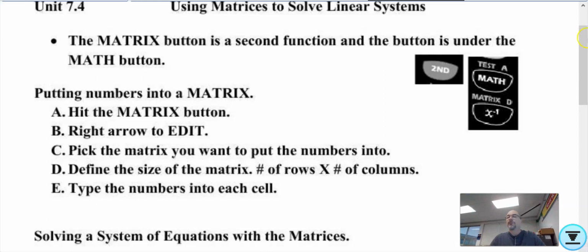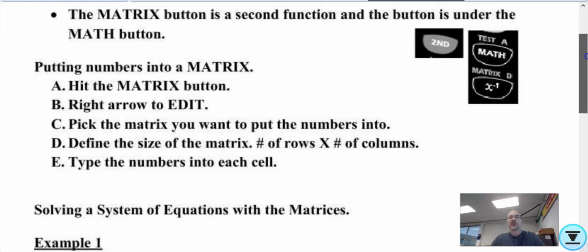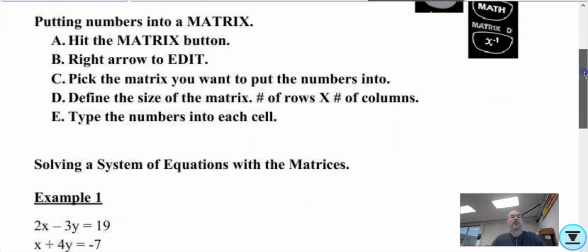All right, so these are the steps right here. You may want to pause and write those down. I'm just going to go through them as I go through each example. I'm not going to read these out loud. So pause now and write those down. All right, here we go.